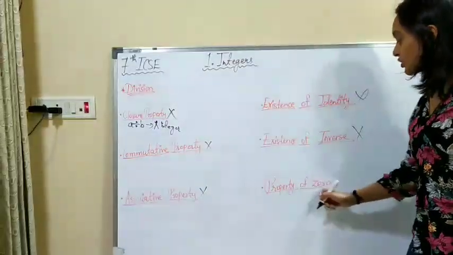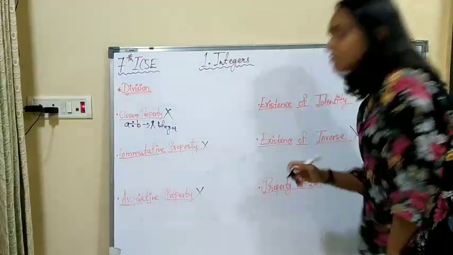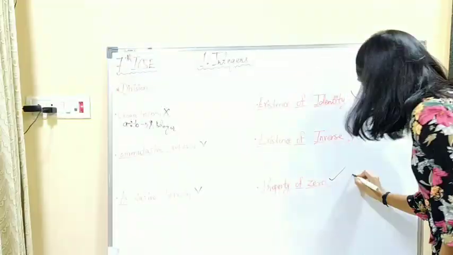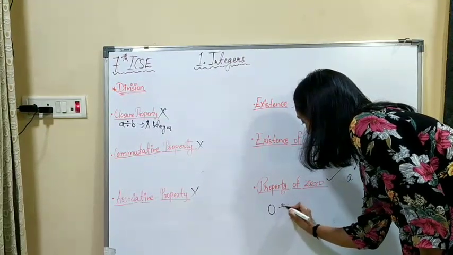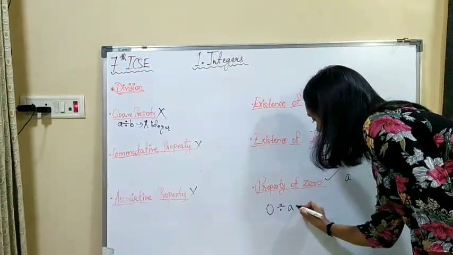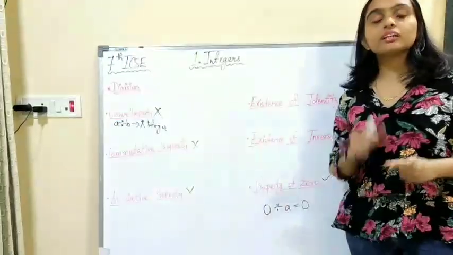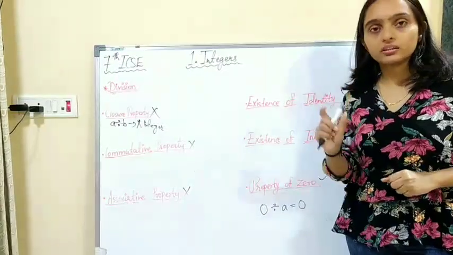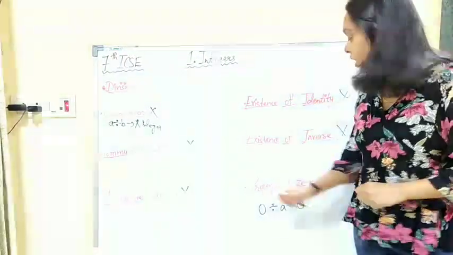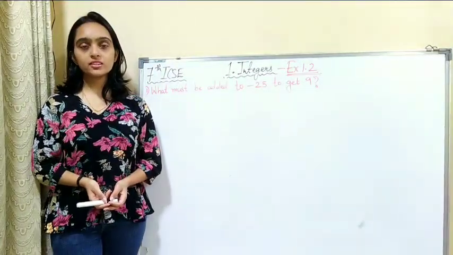It just has the property of 0. So what does this property of 0 mean? If you have any integer, say a, then 0 divided by any integer a is again 0. So 0 divided by any integer, the answer is 0 again. That property is known as the property of 0. Now we start with exercise 1.2.